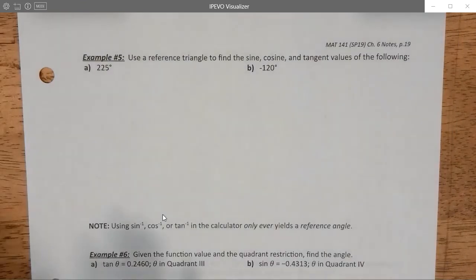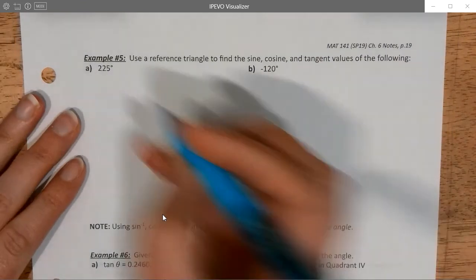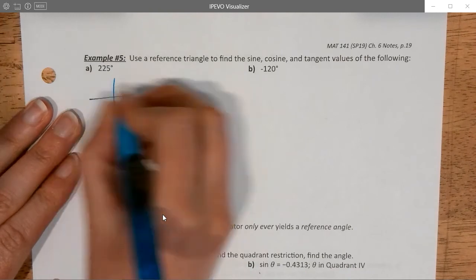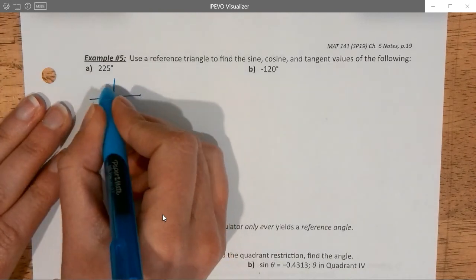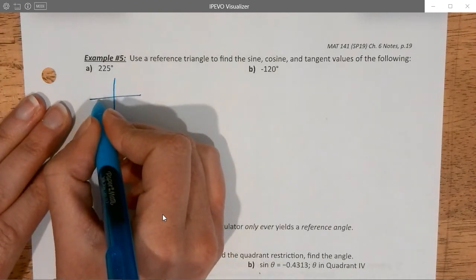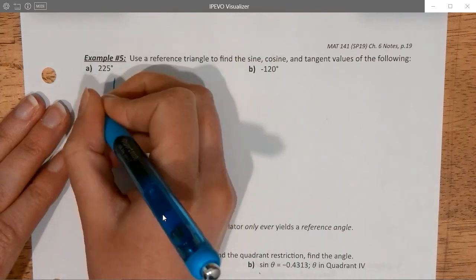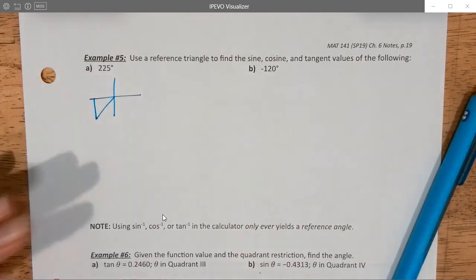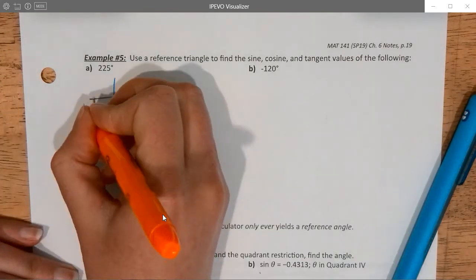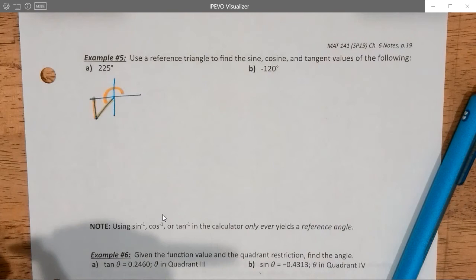So first of all, 225. What quadrant is it? What is the reference angle? So I've got 90, I've got 180, and I've got 270. So we're somewhere in this quadrant right now. So I'm going to draw that triangle in first, somewhere in this quadrant with an angle of 225, so quadrant 3.